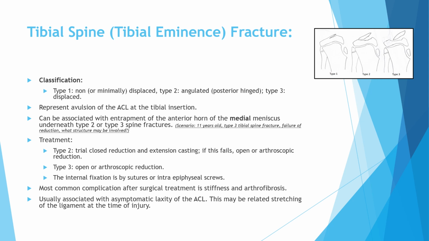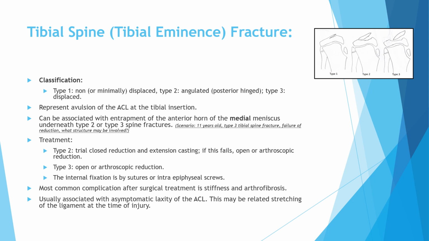This injury actually represents some form of an ACL avulsion, because you know the ACL is attached to this area here, and type 3 can be associated with the anterior horn of the medial meniscus entrapped under the fracture. So if they give you a scenario for a type 3 that cannot be reduced and ask what is the cause of the surgeon not being able to reduce the fracture, it is the entrapment of the anterior horn of the medial meniscus. It's not the lateral meniscus. So the anterior horn of the medial meniscus can be entrapped in type 3.